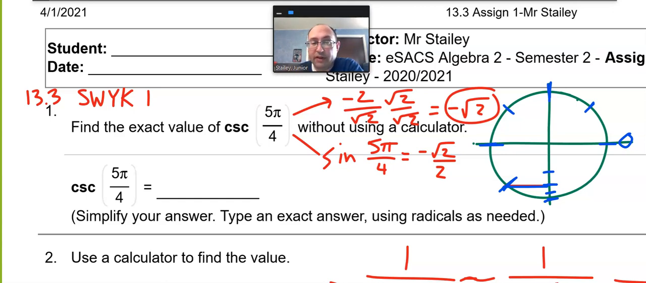But I don't want the y value. I want the reciprocal of the y value. So you notice up here, I flipped it over. Okay, negative 2 over radical 2. Remember, a reciprocal keeps the same sign.